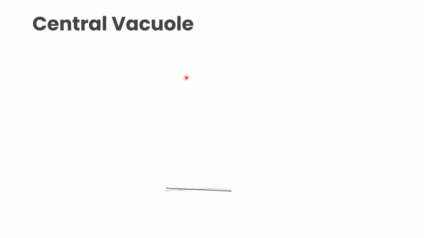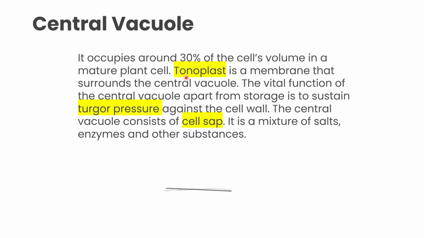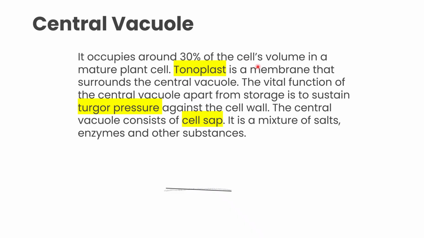Next thing is the central vacuole, which is again an important component of the plant cell. The central vacuole occupies 30% of the cell's volume and it plays a very important role. The central vacuole is made up of one single membrane known as tonoplast. Now remember here, every other organelle inside the plant cell like mitochondria, chloroplast and even the nucleus, they are double membrane structures. Only the central vacuole is made up of one single membrane known as tonoplast.